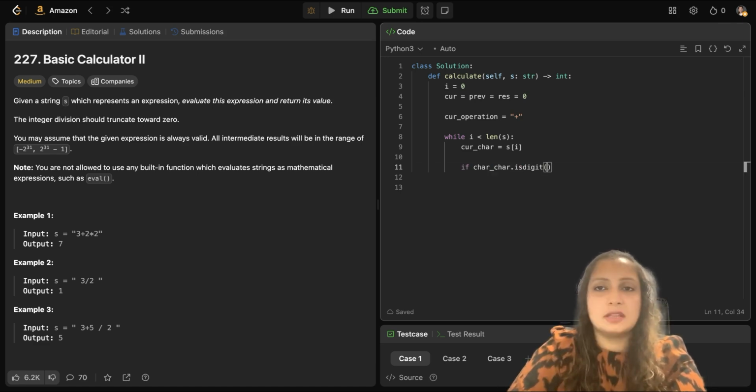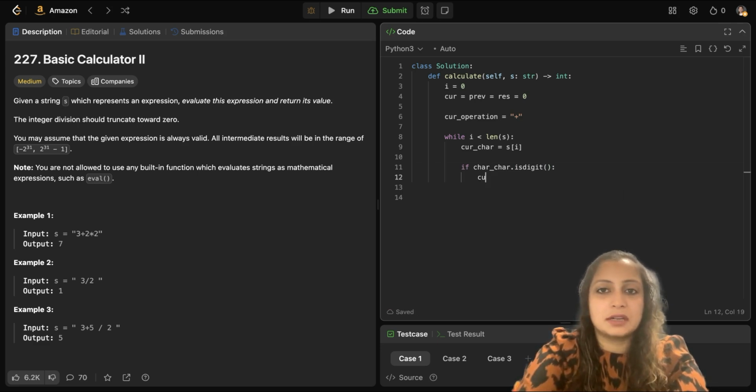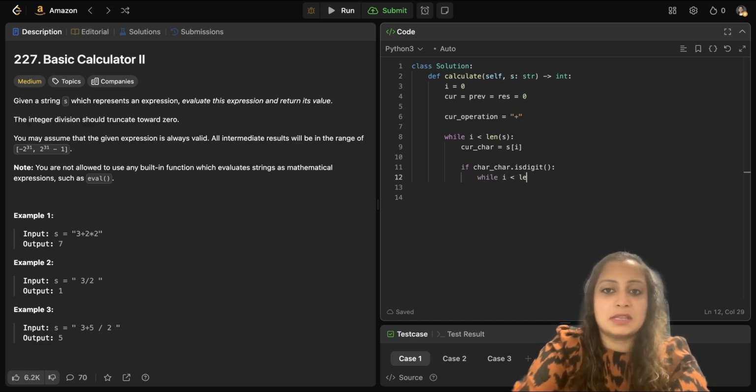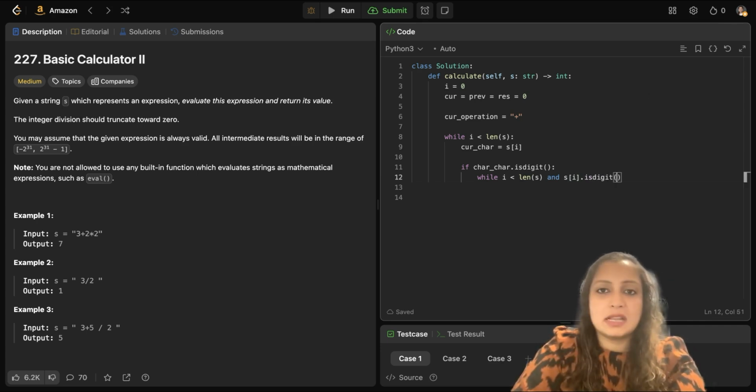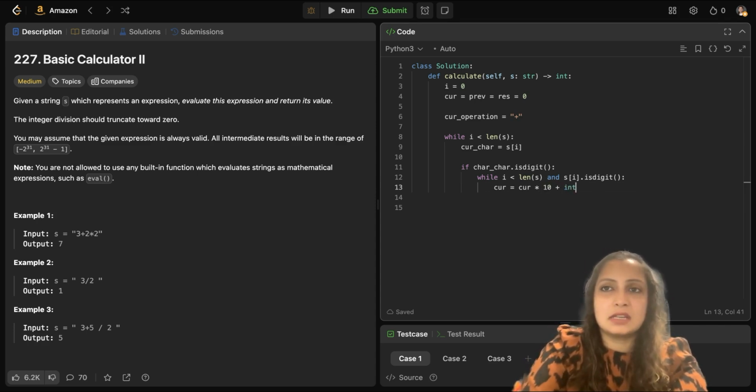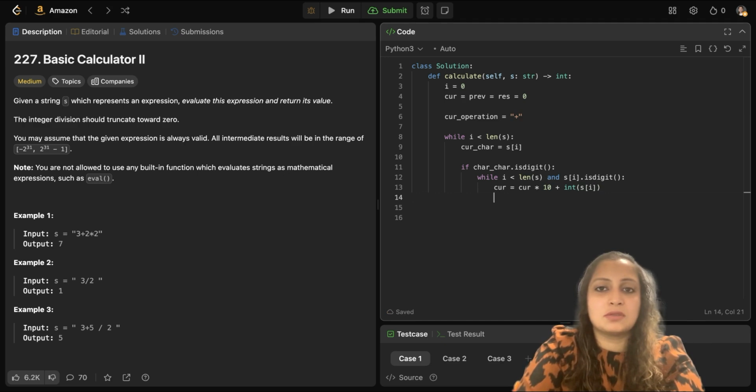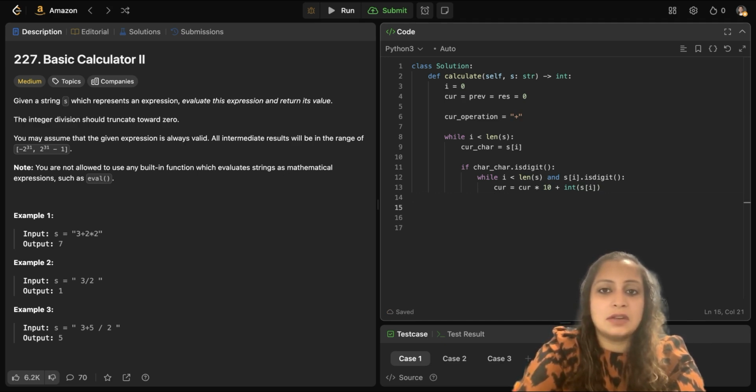So if it is a digit, then I will go ahead and update my current. To update my current, I'll first have to check two conditions: while i is less than the length of s, that is, it's not out of bounds, and s of i is a digit. So basically that's not a space, it's not a mathematical operation. In such a scenario, I will update my current, and my current would be my previous current multiplied by 10 plus the integer of s of i. Because currently my s of i is a string, right? So I'll convert it into an integer and add that. Now I will increment my i pointer, and this would be my nested while loop.